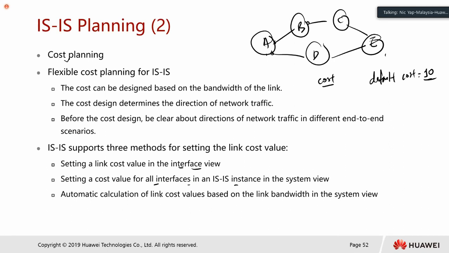Automatic calculation of link cost value based on the link bandwidth in the system view. So that is the 3rd method, but this one is always just calculated as 10. This one you can set up to what you define. So these are 3 methods for us to assign the cost to the interface: automatic, static one by one, or static for the entire router.